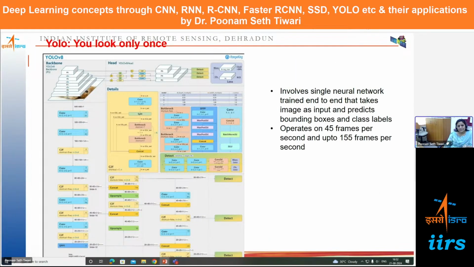Then this is another architecture which is used nowadays, YOLO. Various versions of YOLO are there. It has a single neural network trained end to end that takes an image as input and predicts bounding boxes and class labels.